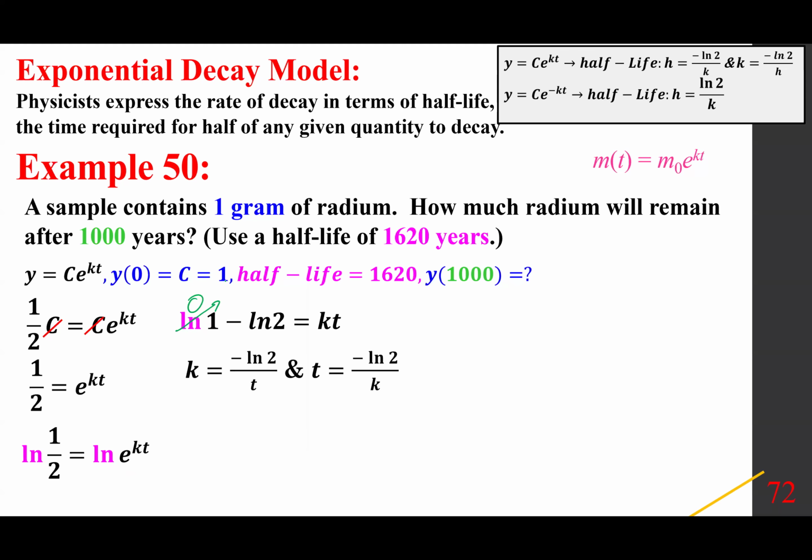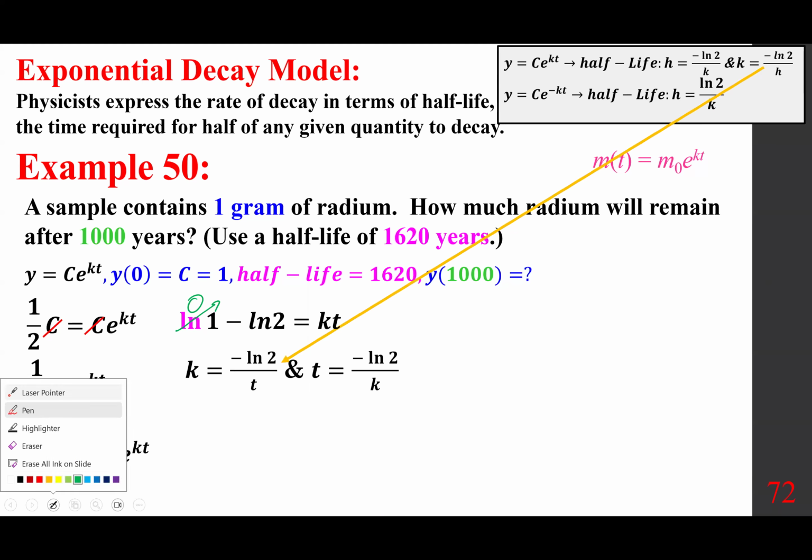And again, take a look. If we choose y equals c e to the power of kt, we get minus ln 2 over t. Okay, everybody? That would be k, which makes it negative. If you work on this one, it becomes positive, ln 2 over k, okay? Because you are having a negative sign here. And you can try it on your own.